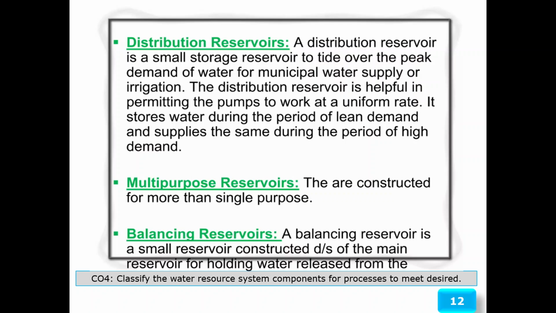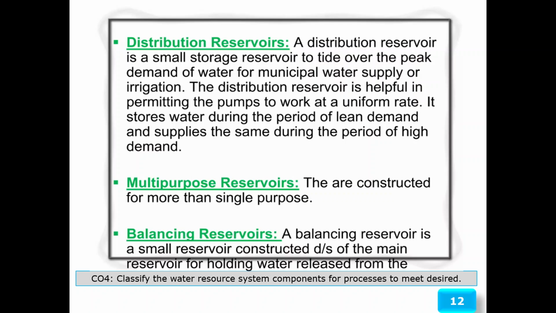Distribution reservoir. A distribution reservoir is a small storage reservoir to tide over the peak demand of water for municipal water supply or irrigation purposes. The distribution reservoir is helpful in permitting the pumps to work at a uniform rate. It stores water during the period of low demand and supplies the same during the period of high demand.